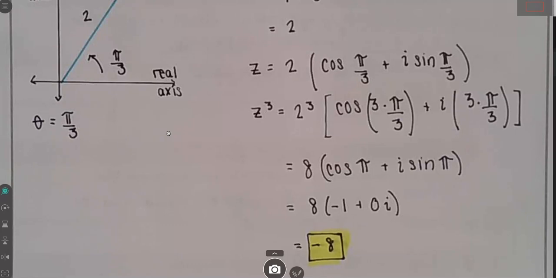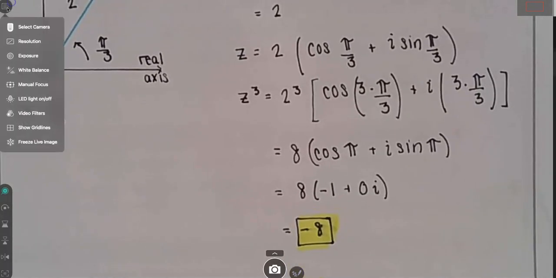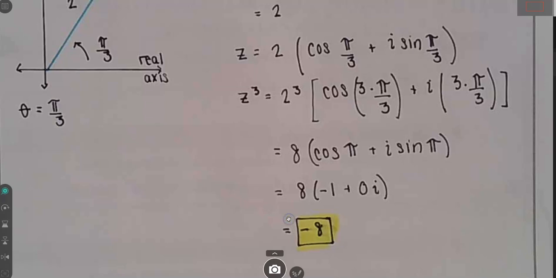Hold on, let me freeze this. Wait, Miss, where's the sine? What sine of pi? The second step. Oh, it should be there. I'll fix it. That was me writing fast and trying to fit it. And then R is just 2.